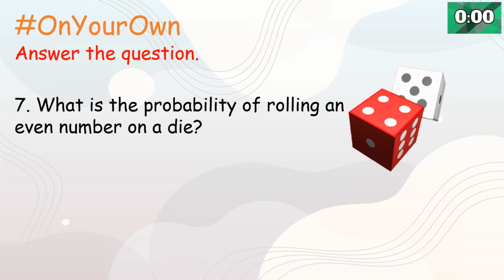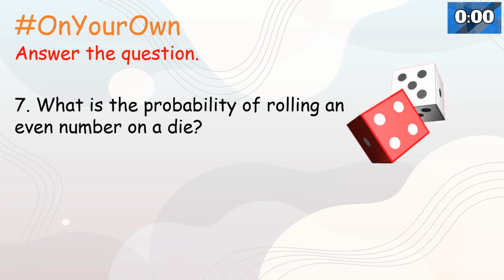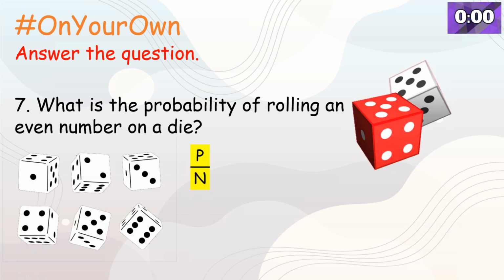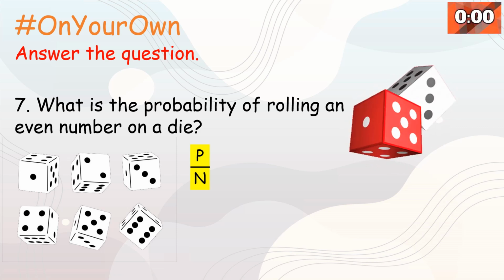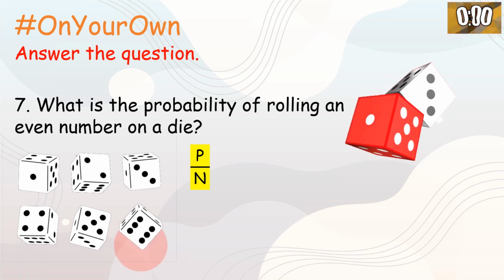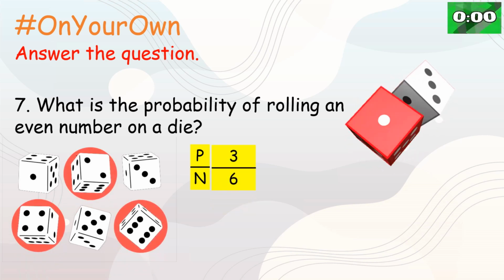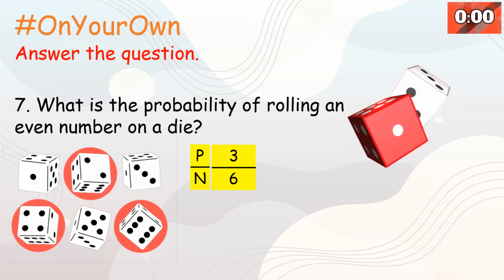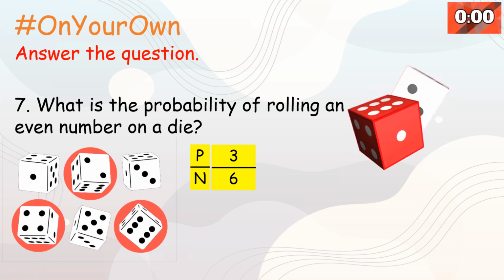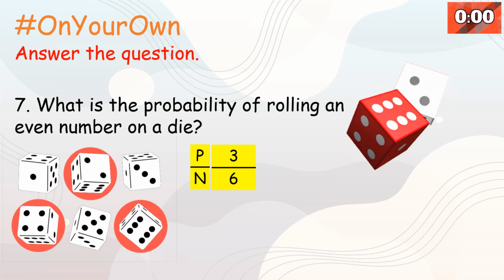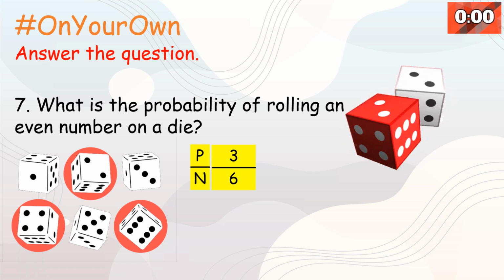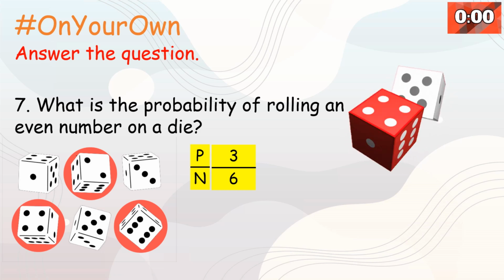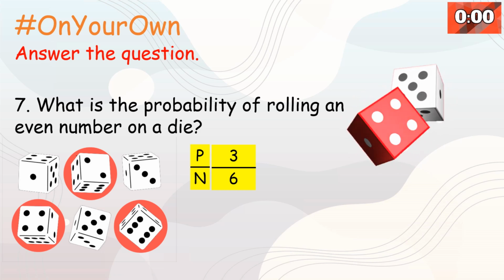Okay, time's up. The correct answer is P over N, which is equal to 3 over 6, no? The probability is 3, then the number of times an experiment is done is 6, no? So we have 2, 4, and 6, no?